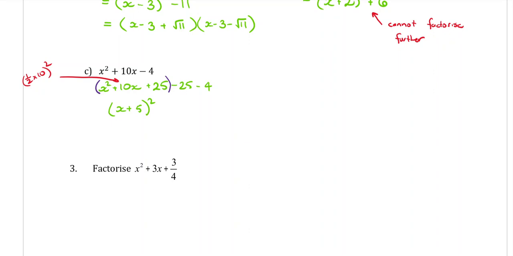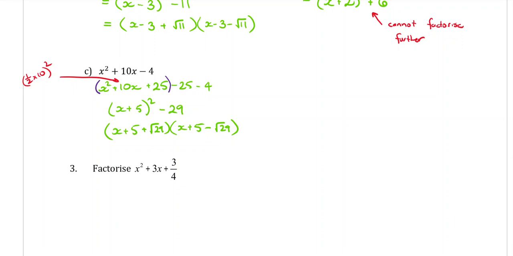Minus 25 minus 4 is minus 29 on the end. So because I have that minus sign in there again, this time I can complete the factorizing by doing the difference of 2 squares. So 2 big brackets. The square root of x plus 5 squared is x plus 5 for the beginning of each bracket. Then square root of 29 will go at the end of each bracket. And then we'll have 1 plus and 1 minus in between.